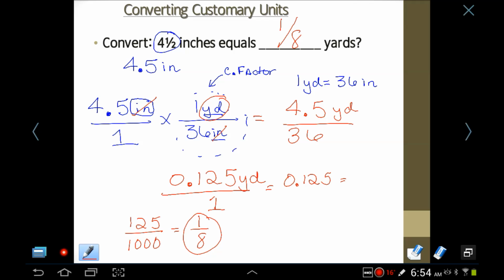So you can understand 4.5 inches is very small compared to a yard. A yard is 36 inches. A foot is 12 inches. So you can see right here that it's going to be small compared to what a yard really is.